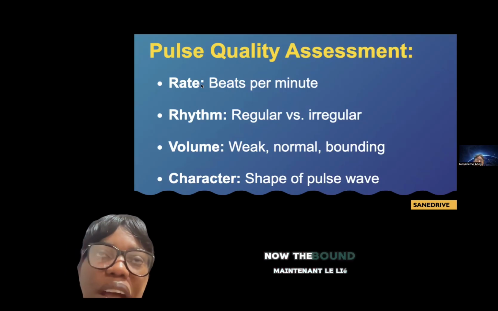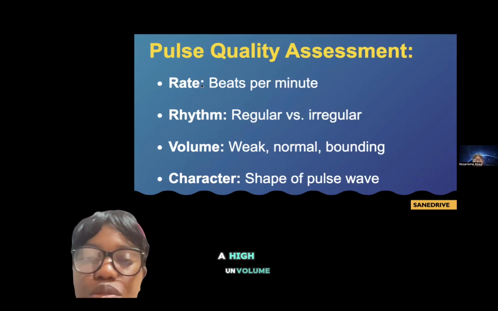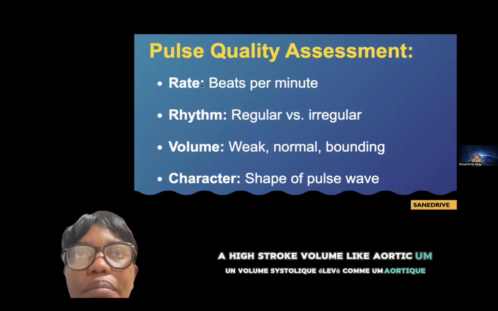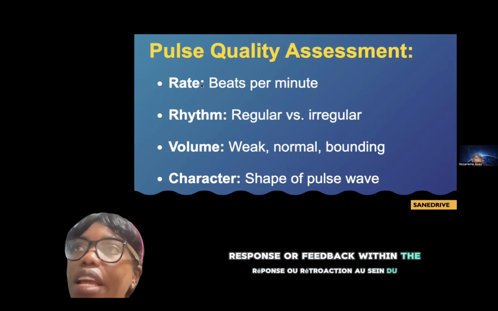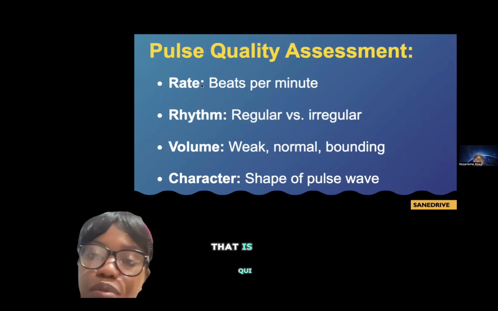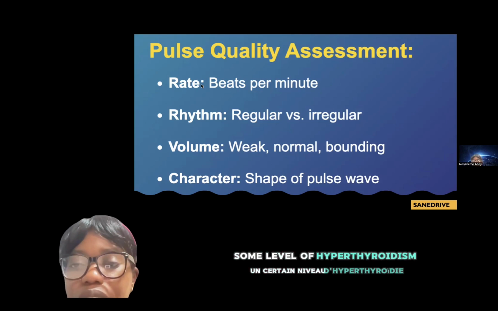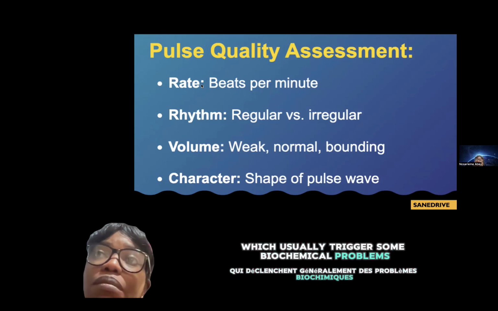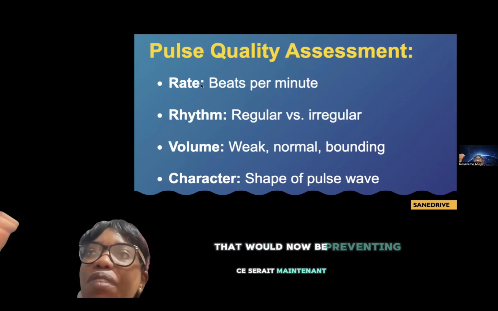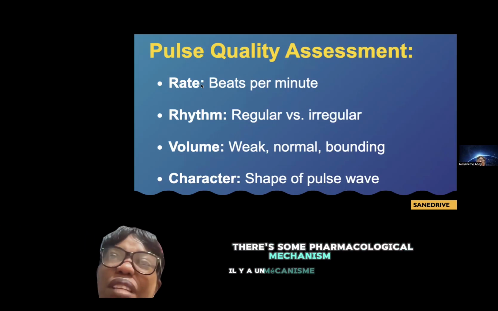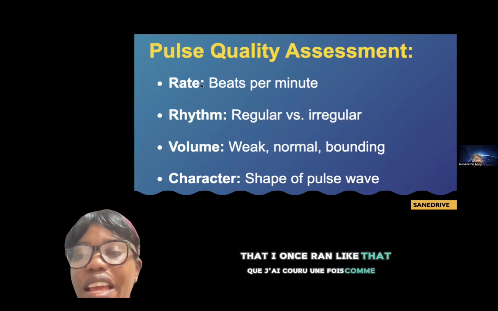Now, when we have a bounding pulse, that may indicate a high stroke volume, like aortic regurgitation, when you have a feedback response within the aorta that is pushing this blood to the rest of the body. Or the person might be going through some level of hyperthyroidism, which usually triggers some biochemical problems, maybe a high level of influx of calcium. There are some biochemical mechanisms that regulate this. I think I mentioned that in another session.